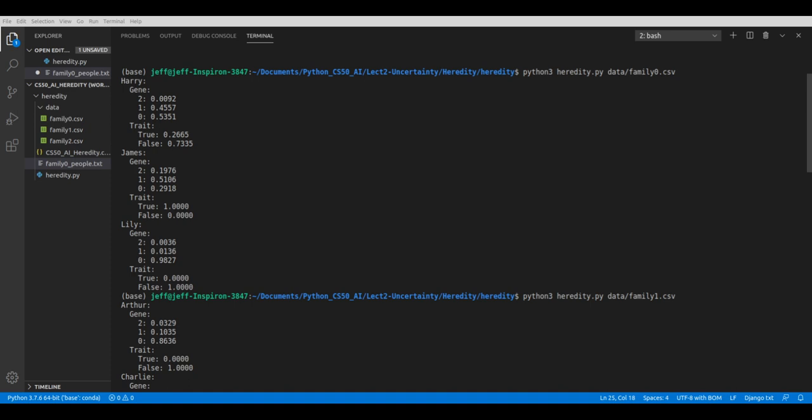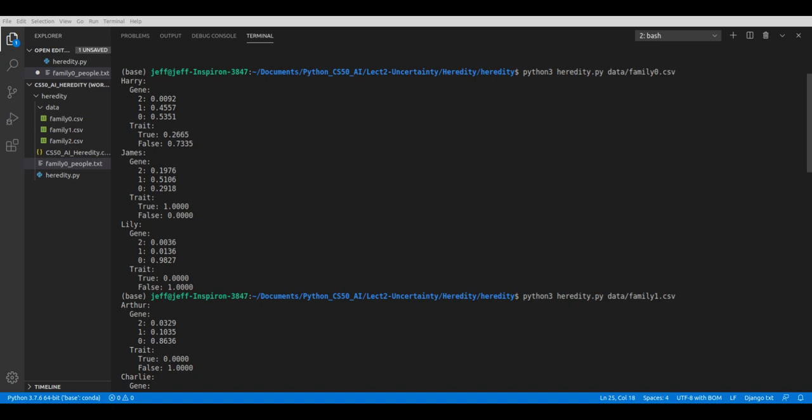And then on the trait, there are 2 numbers, one for not having the trait and the other for having the trait. So having the trait would be true and false would be not having the trait. And again, those probabilities add up to 1. As you can see, for the mother Lily, it is false that she exhibits this trait. And for the father James, it is true that he exhibits the trait.